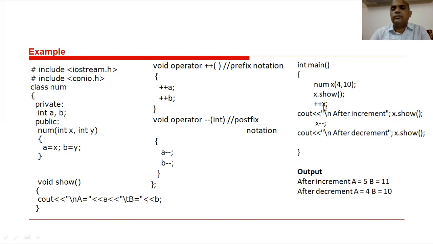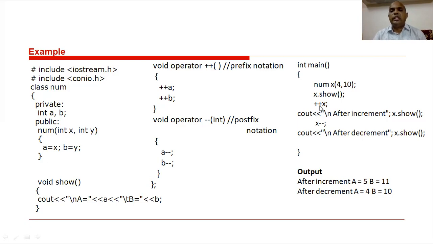Then plus plus x. Here is unary operator overloading. Which function will it execute? This plus plus function. Clear? Then x, what is x? x is an object of the class Num that is created in the main function. Num x(4, 10), the object is created. After creation, x calls the show method. Then it increments the value of x by 1. Clear?